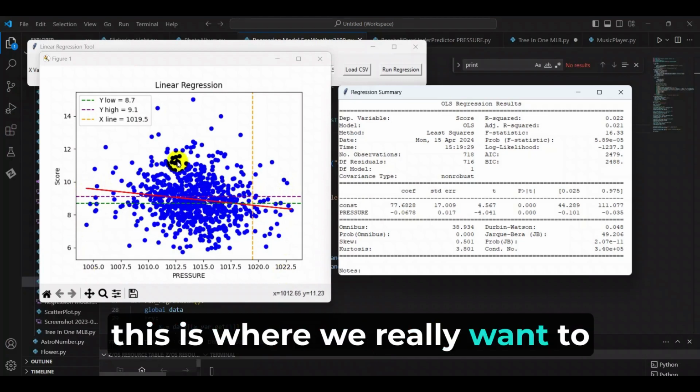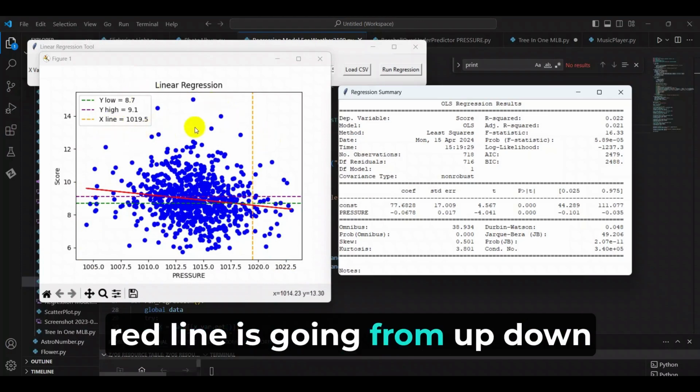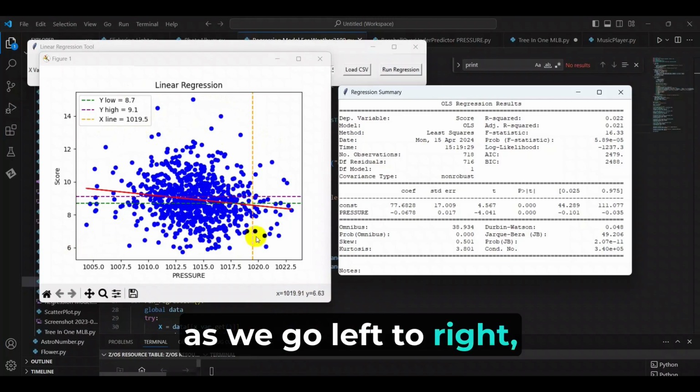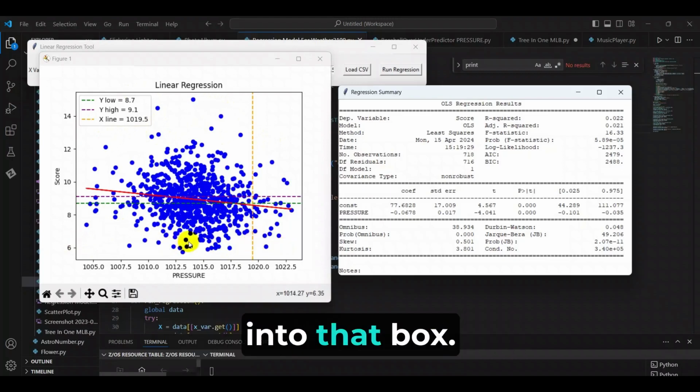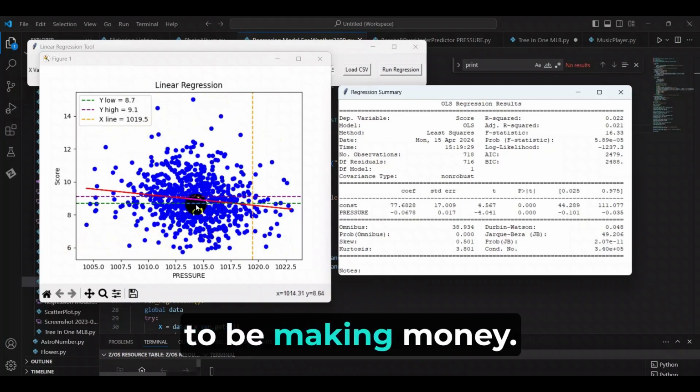This is where we really want to look. You see the overall red line is going down as we go left to right, and it leads us right into that box. That's our money box. That's where we're going to be making money.